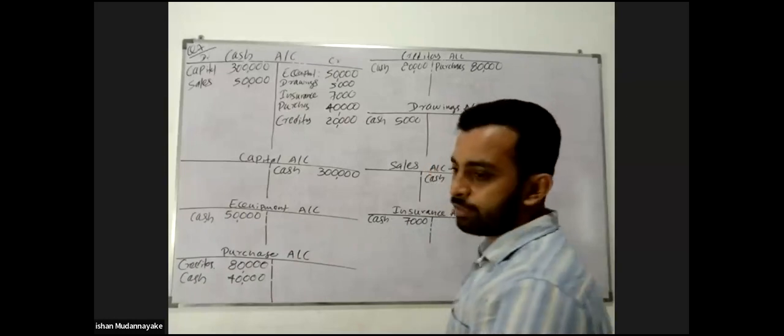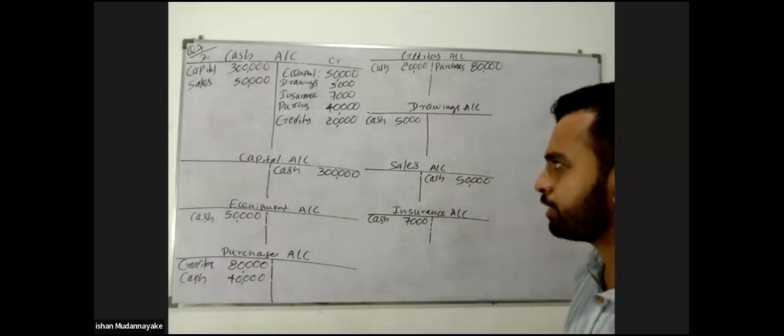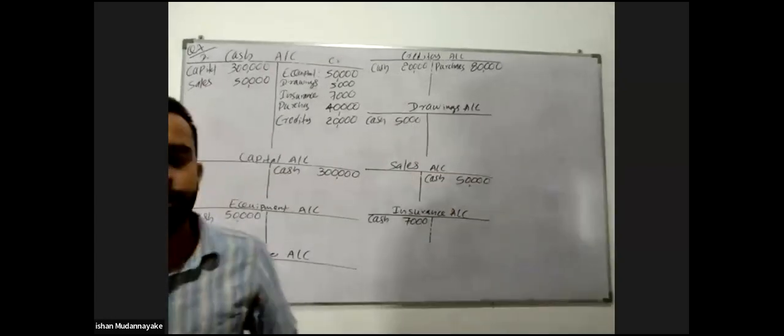Right. For question number 7, you have passed over the double entries. Now we will balance off ledger accounts. How to balance off ledger accounts?